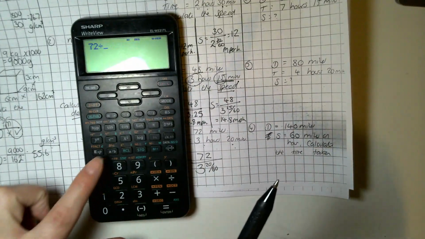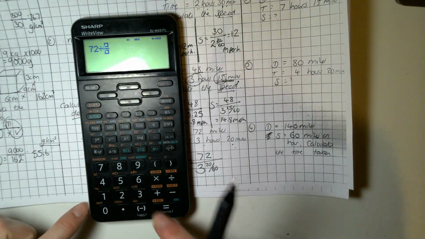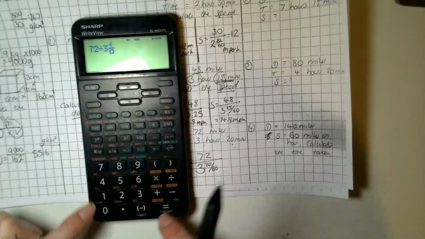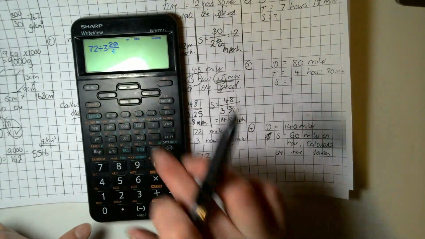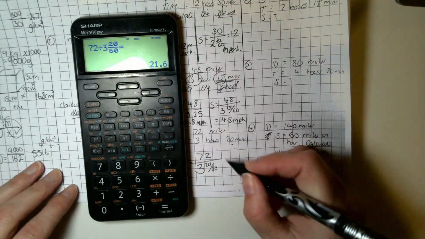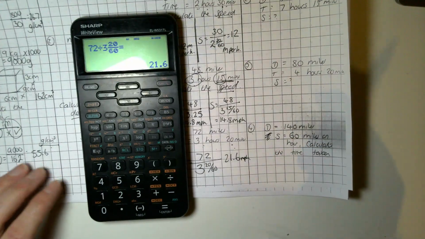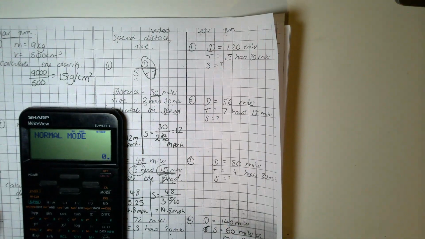72 divided by, hit your fraction key, use your arrow left. 3 whole hours, use your arrow right. And then 20 over 60. And that's going to give us 21.6 miles per hour. Okay, over to you. Have a go at those questions there.